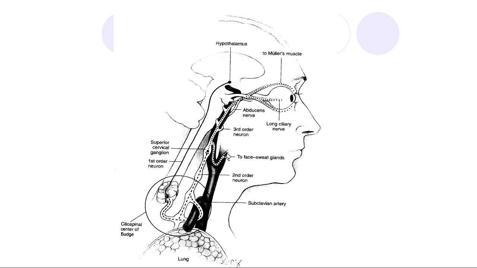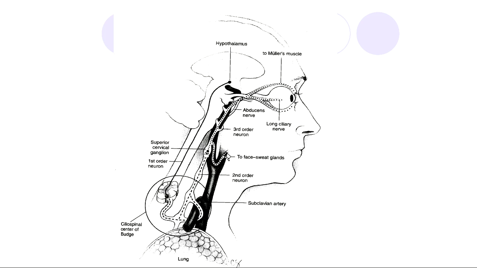So here, just to recap, we have our first order neuron starting in the hypothalamus. Can everyone see the pointer? Starting in the hypothalamus, it's going to course along to the ciliospinal center of Budge at this level here. Interestingly, it's going to go over the pulmonary apex, here's your lung tissue, and under the subclavian. So this is very important before it synapses in the superior cervical ganglion.